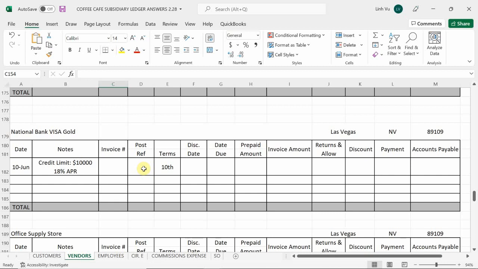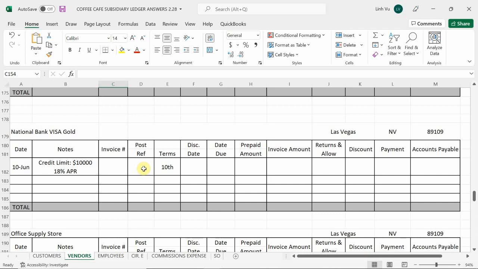Yes. Why? Because we used the credit card. Okay, so let me ask this question to you. Did we receive a bill? Oh, no. Okay. The purpose of using the subsidiary ledger is to keep track of your transactions, right? That's only if you have proof of a transaction. So for instance, invoices, sales receipts, bills. Did you receive anything from National Bank Visa?